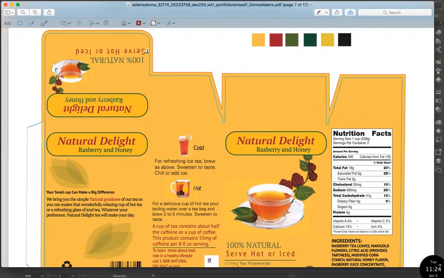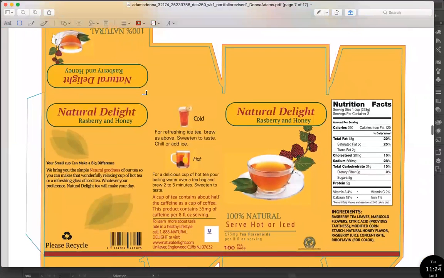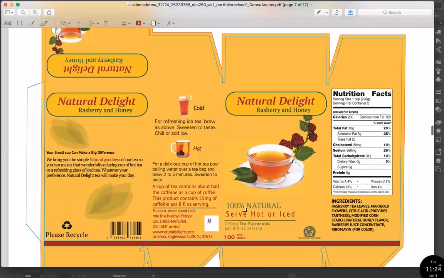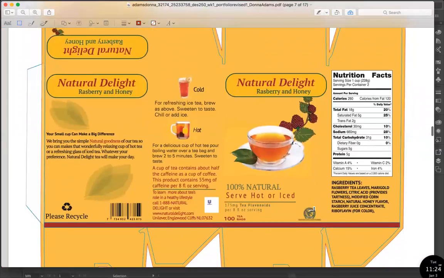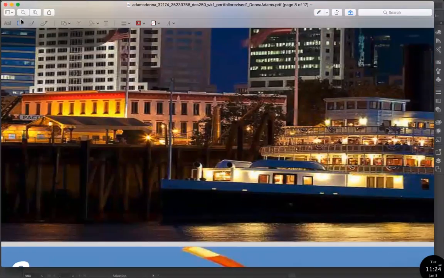I would reduce the tracking on this "serve hot or iced," make the letters a little bit closer together. And same with right here, the "served hot or iced." Just reduce that tracking and bring them a bit closer together. Okay.